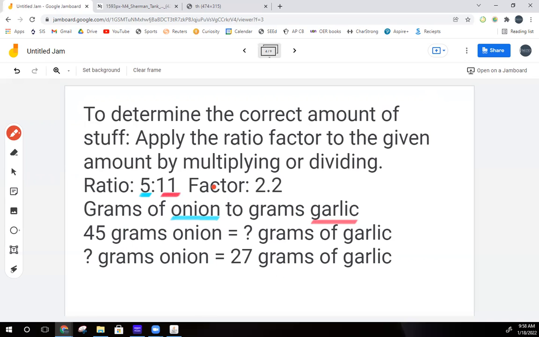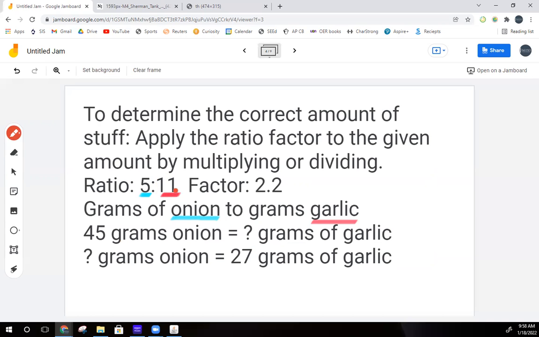So I already did this for you. We calculated the ratio factor is 2.2. So that means that for every 1 gram of onion, we need 2.2 grams of garlic. Now, let's say that we have 45 grams of onion. We know that we have that much onion. We need to be able to determine the grams of garlic that we need.